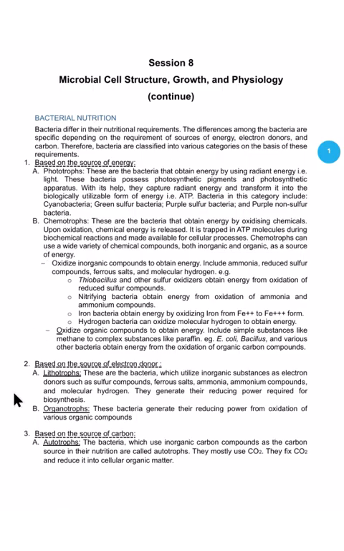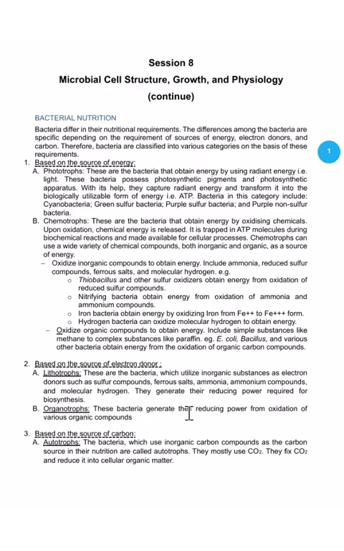The other category, according to the other requirement for bacterial nutrition, is grouping the bacteria based on the source of electron donor. As I mentioned before, whenever there is an oxidation process, a chemical process, definitely in the same process there is a reduction process.